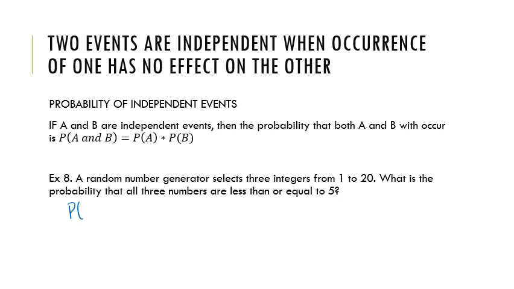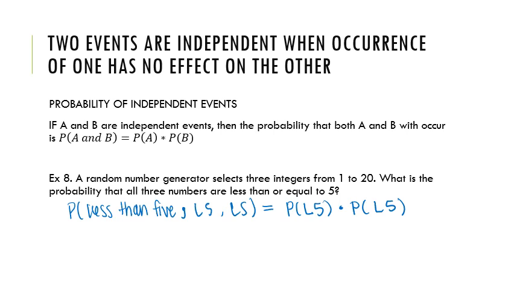So probability of less than 5, less than 5, less than 5. All of these are independent. Whether you get one that's less than 5, that doesn't mean that the next one is not going to be less than 5, because it's a random generator. So probability of less than 5 times probability of less than 5 times probability of less than 5.